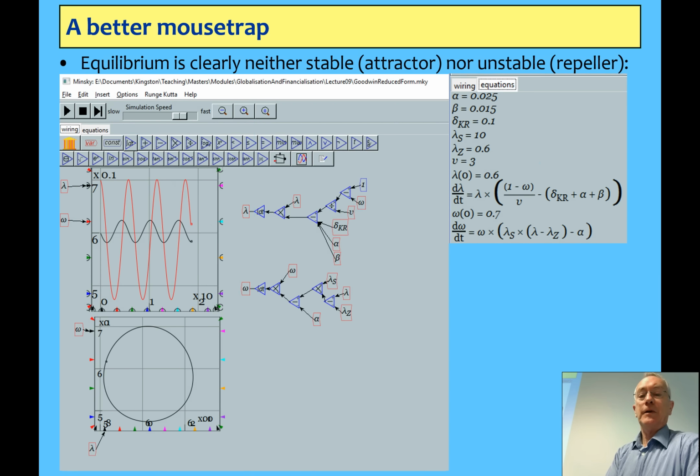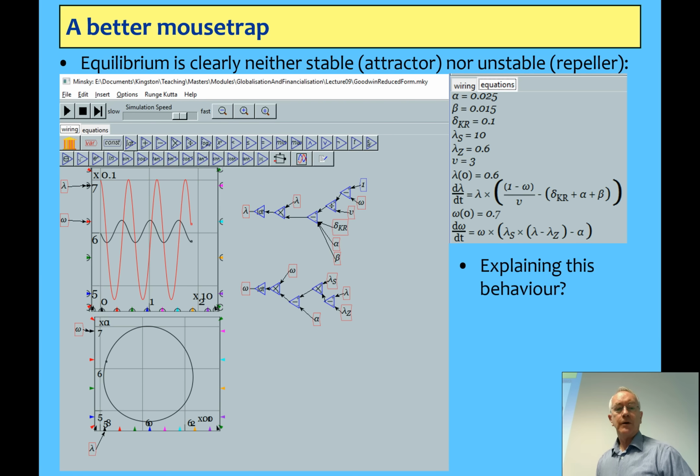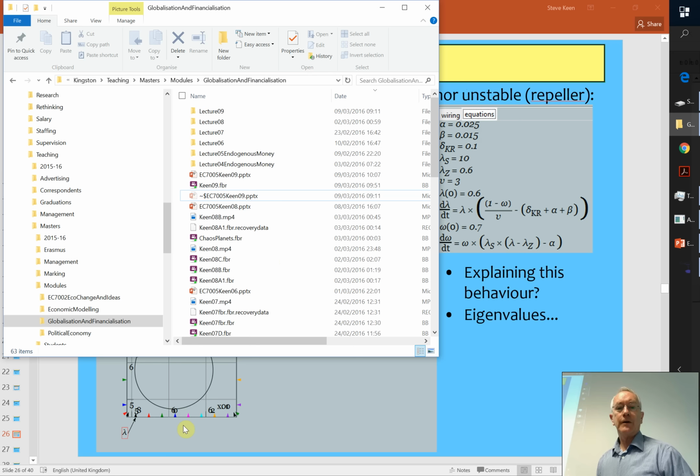So I've expressed the model now in Minsky, and I don't think I've copied it in there. I didn't. I'll do that before I forget. Hang on a second.